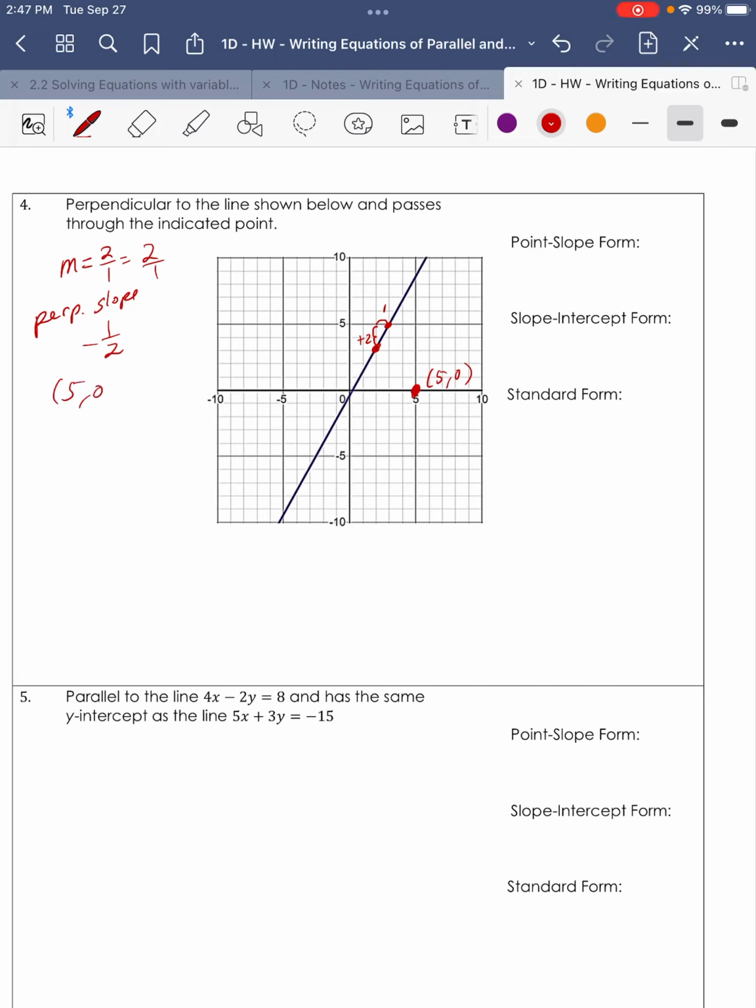And then we have the point (5, 0). So point slope form will be y minus 0 equals negative 1/2 times (x minus 5). Well, y minus 0 is just y. Well, we can just leave it there. For slope-intercept form, let's change that. Let's simplify it a little. Slope-intercept form, well, y minus 0 is just y.